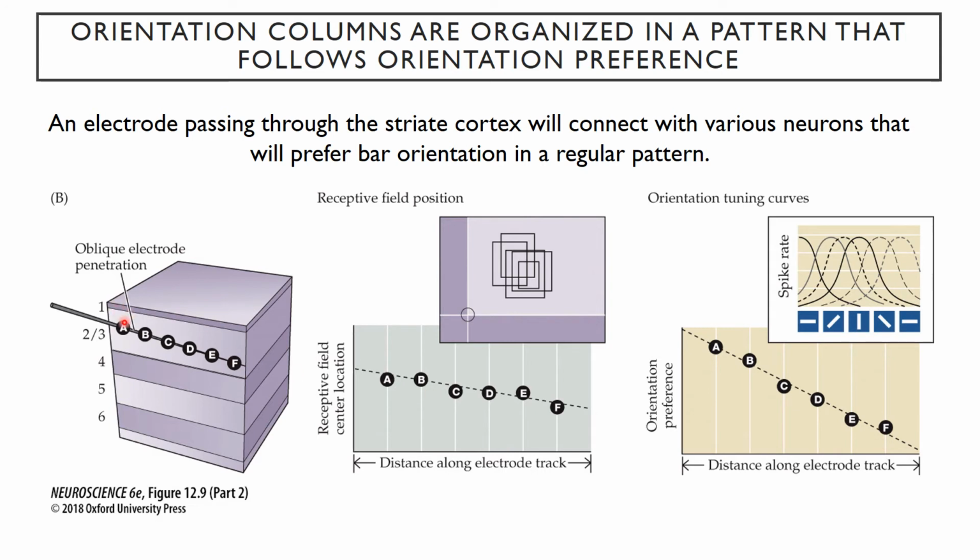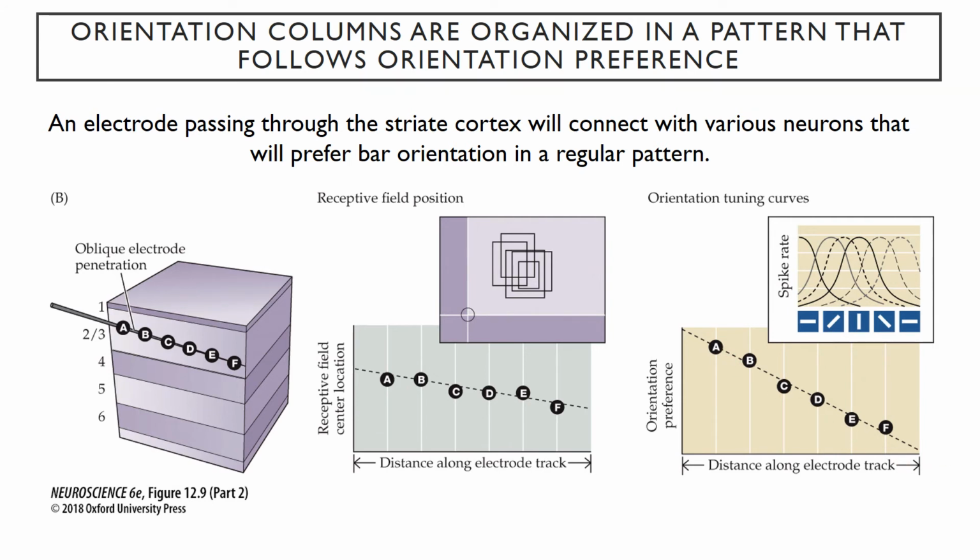but it's not random. So A has this orientation preference here of preferring a horizontal bar, then B is slightly turned, and then C is now basically vertical, and then D is an orientation in the other direction. So there's an organization to the orientations that are preferred that goes across this set of tissue. So you have a little bit of change in overall receptive field preference, but a major change in the orientation of the bar that is preferred.